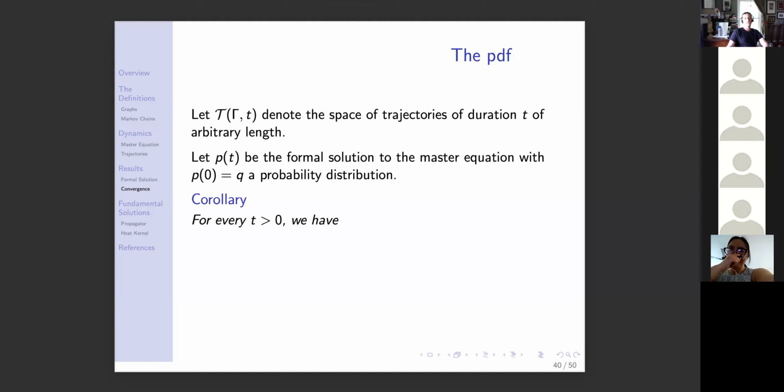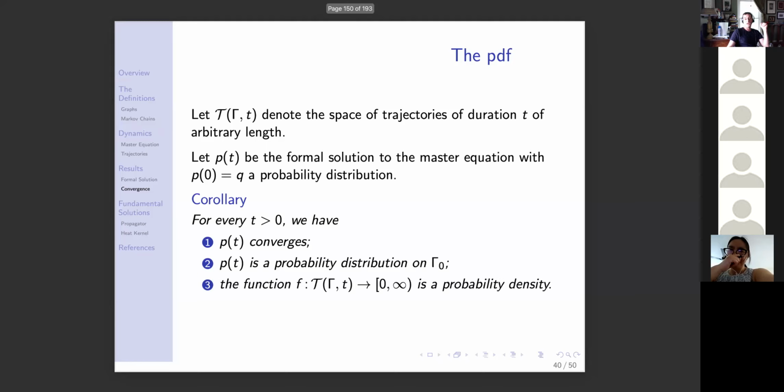For every fixed T bigger than zero, we have that the formal solution converges. P(t) is a probability distribution on Γ_0 for every time t. This is for fixed t. And the function, which is our density, is actually a probability density, meaning that it integrates to one. It satisfies the axioms of probability. It's a probability density function in the sense of Math 5700.